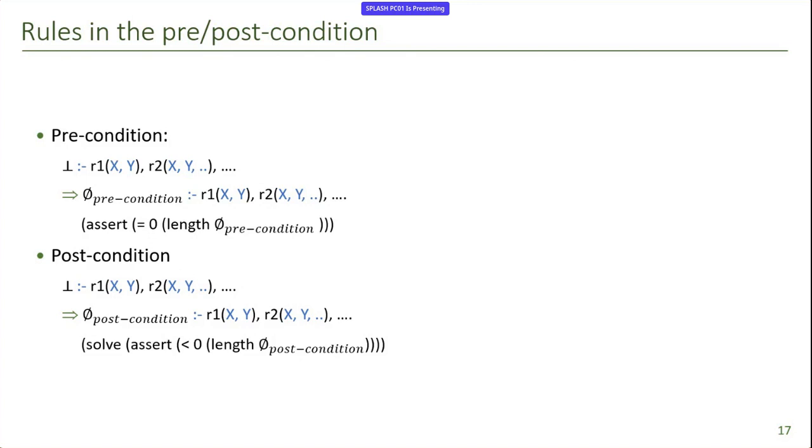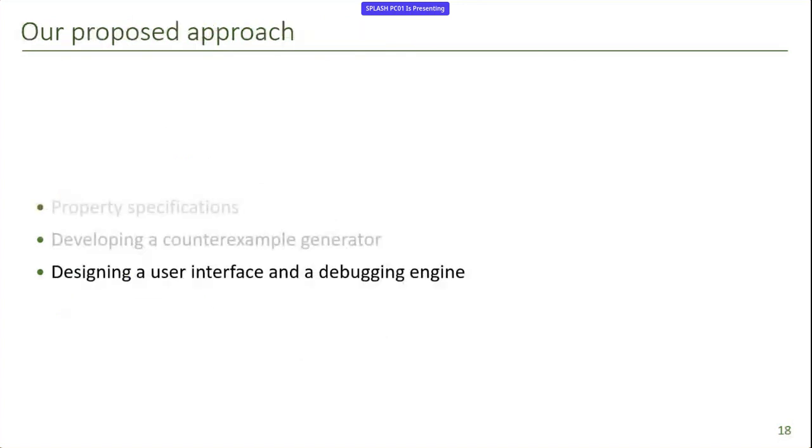We are using a function to evaluate this empty set precondition, so it returns a list of tuples, so the length of that list must be zero. And we have a similar way for the postcondition, and for the postcondition we add a solve, to find what the concrete values of all the symbols in the input are, such that the length of the empty set postcondition is not empty. In other words, the postcondition is not satisfied. Okay, so that is the idea of how the counterexample can be generated.